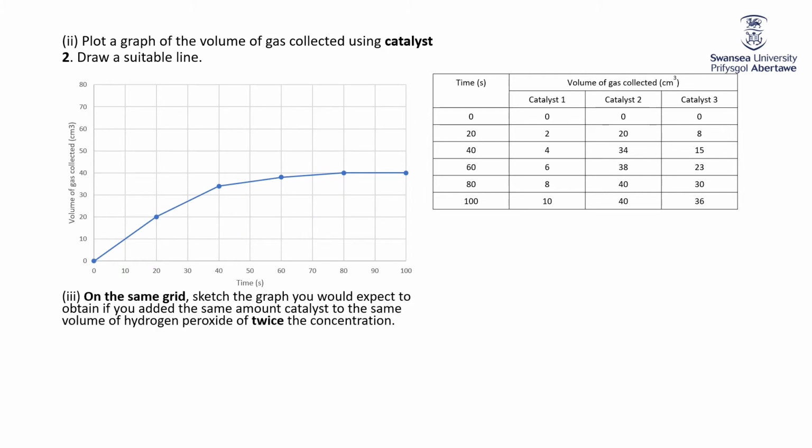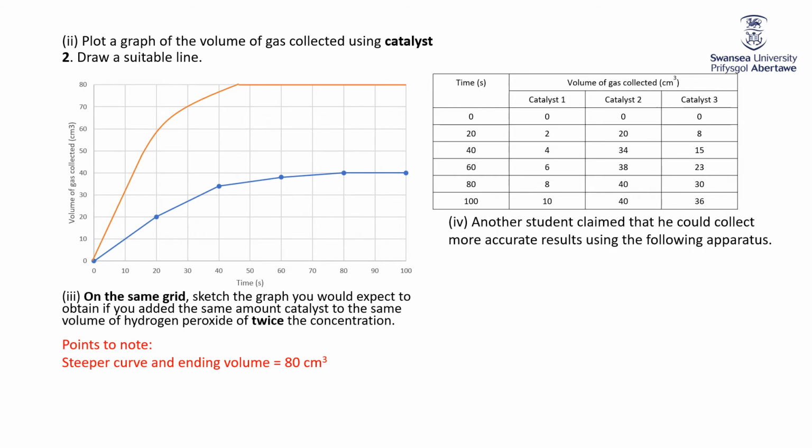And then the next part asks us on the same grid to sketch the graph we would expect to obtain if we added the same amount of the catalyst to the same volume of hydrogen peroxide of twice the concentration. So we should note that we want a steeper curve and it ending at 80 centimeters cubed. Here is a curve that we might get. Again, there is an element of choice as to what your curve may look like here.